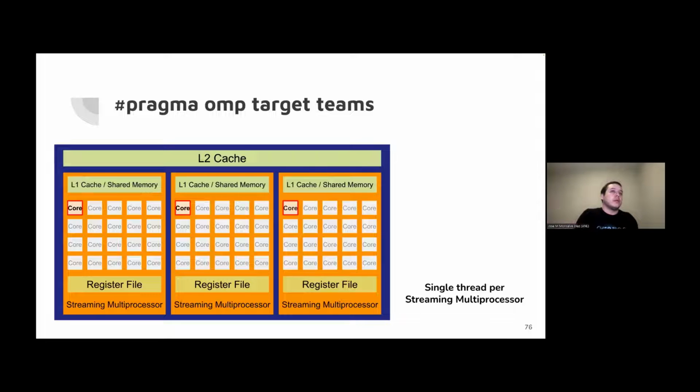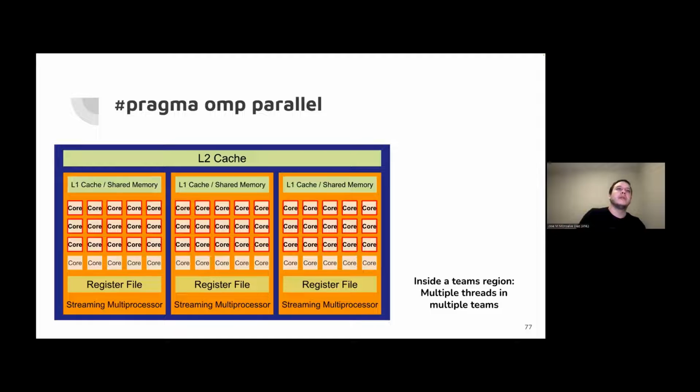They can communicate through memory, of course, and they can access the same memory, but again, they do not guarantee to be scheduled at the same time. So that is quite important. When we go to the parallel directive, we create a teams region, and inside the teams region we use a parallel directive. What we are saying is we now create the threads within that streaming multiprocessor, and we are going to start taking advantage of the different cores in the GPU.